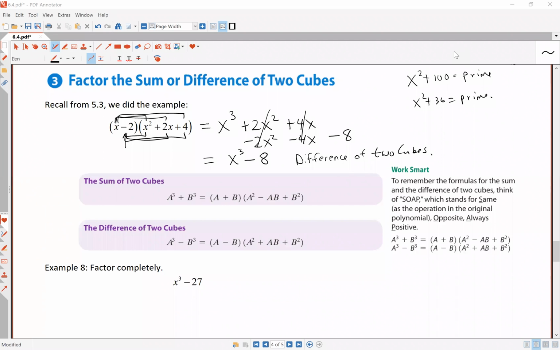To factor the sum of two cubes or the difference of two cubes, we recognize the form of these formulas. We saw the form from doing the example x minus 2 times x squared plus 2x plus 4. And so we go backwards. If we are to factor a cubed plus b cubed, we see that it's got to be a plus b times a squared minus ab plus b squared. If we factor the difference of two cubes, a cubed minus b cubed, it factors as a minus b times a squared plus ab plus b squared.